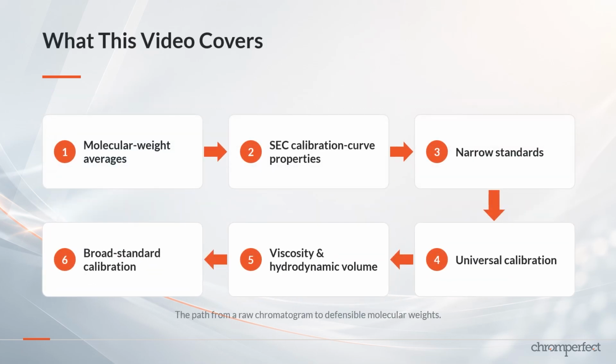We will begin by reviewing the meaning of molecular weight averages. We will then examine the general properties of an SEC calibration curve, the use of narrow molecular weight standards, universal calibration, the importance of viscosity, and the use of broad molecular weight distribution standards. This discussion assumes familiarity with the basic principles of size exclusion chromatography and with general calibration concepts such as data points, curve fitting, and polynomial calibration models.